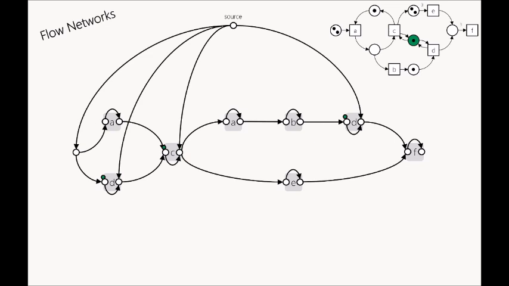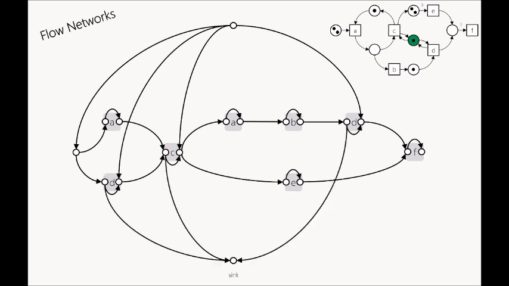And a source is connected to every second node of an event which is able to produce a token, and also to the initial marking. And we add a sink. And the sink is connected to every first node of every event that needs to receive a token. So that's a flow network.